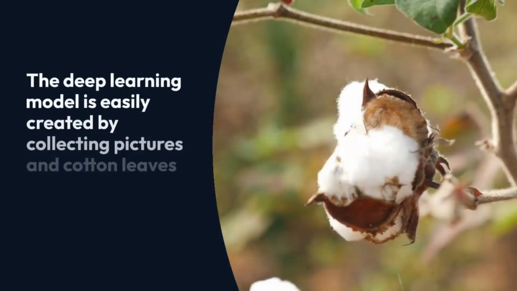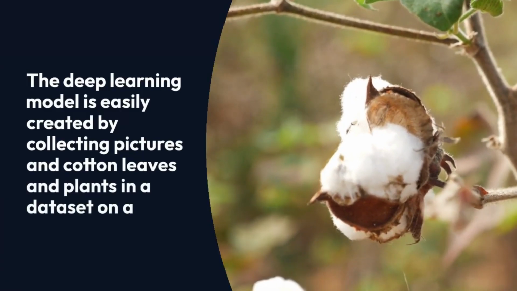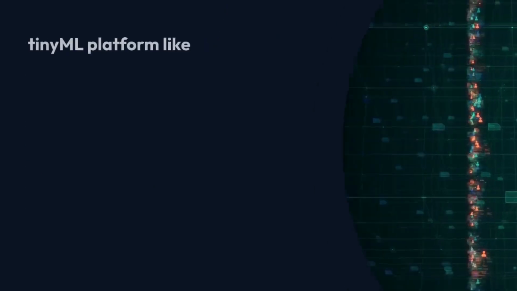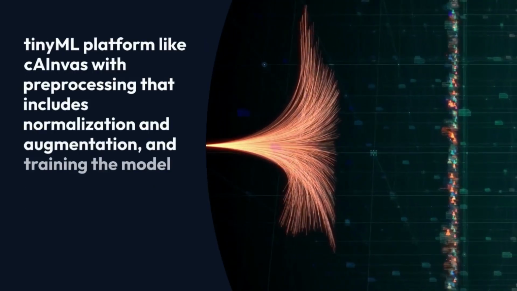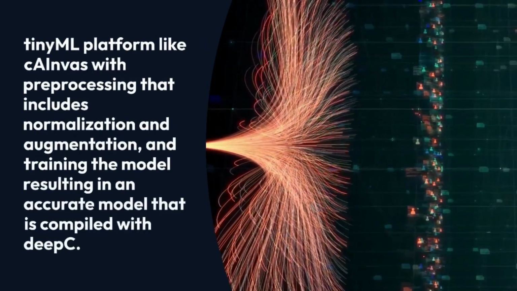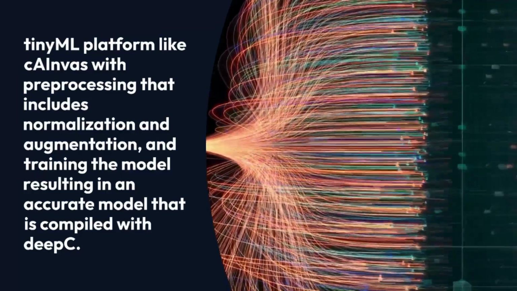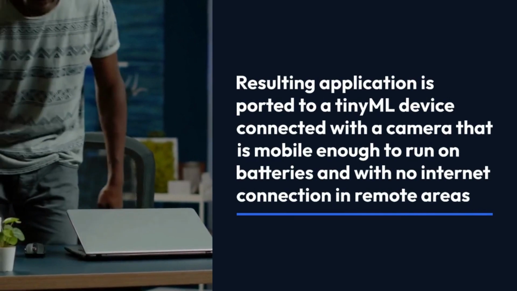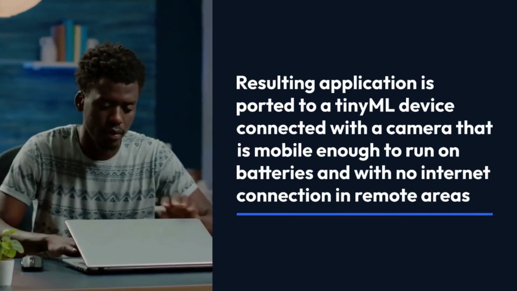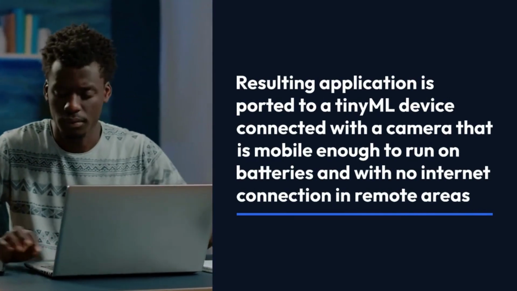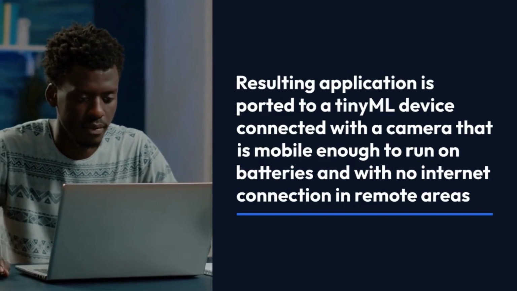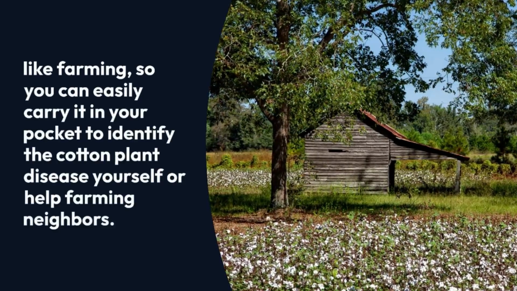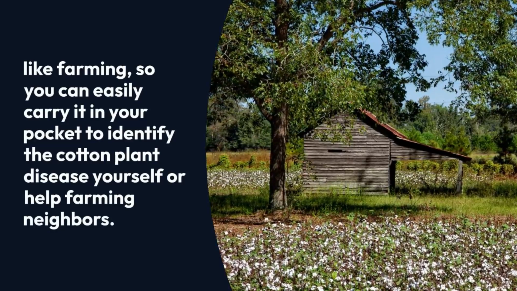The deep learning model is easily created by collecting pictures of cotton leaves and plants in a dataset on a TinyML platform like cAInvas, with pre-processing that includes normalization and augmentation, and training the model, resulting in an accurate model that is compiled with DeepC. The resulting application is ported to a TinyML device connected with a camera that is mobile enough to run on batteries and with no internet connection in remote areas like farms, so you can easily carry it in your pocket to identify the cotton plant disease yourself or help farming neighbors.